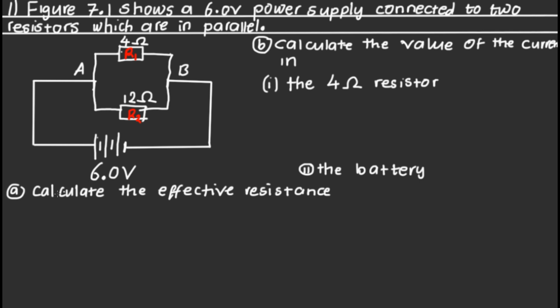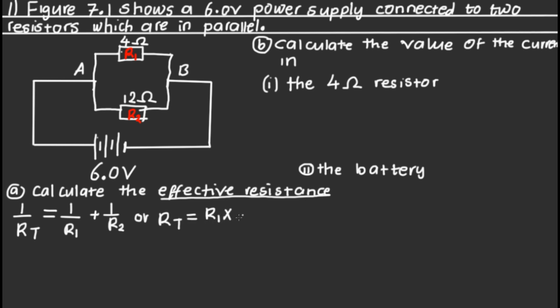So the first question is calculate the effective resistance. So effective resistance simply means the total resistance. So we can use this formula 1 divided by RT. So RT stands for total resistance is equal to 1 over R1 plus 1 over R2. So this is the formula. Since we only have two resistance, we just end at R2. Or we can go direct where we say RT is equal to resistor 1 times the resistor 2 divided by resistor 1 plus resistor 2.